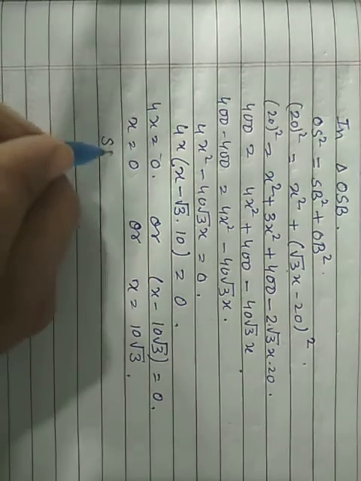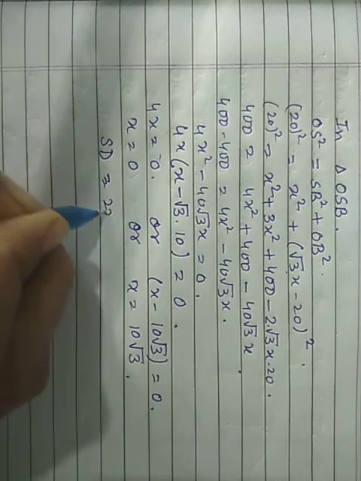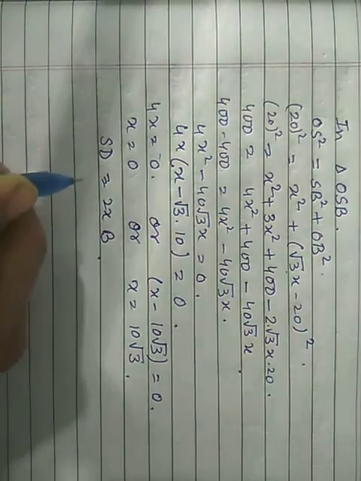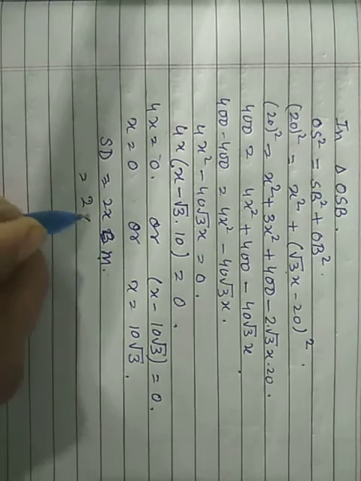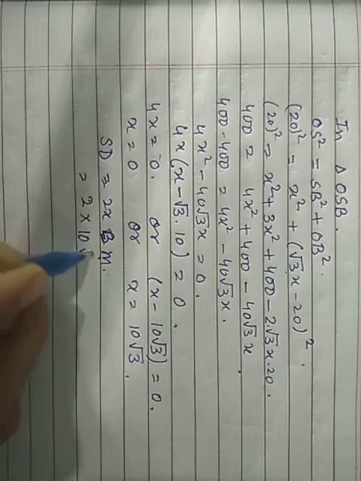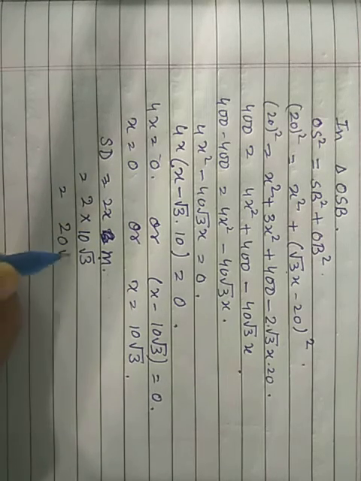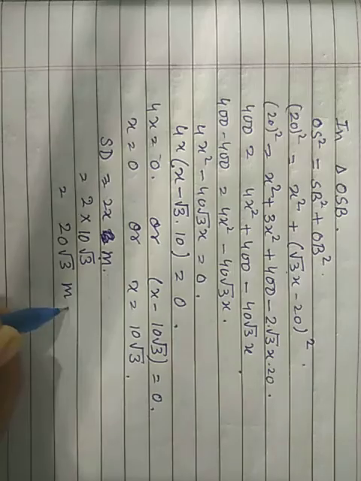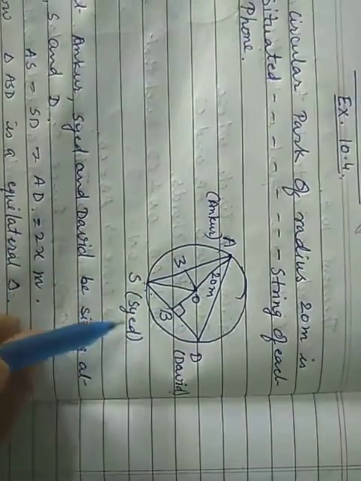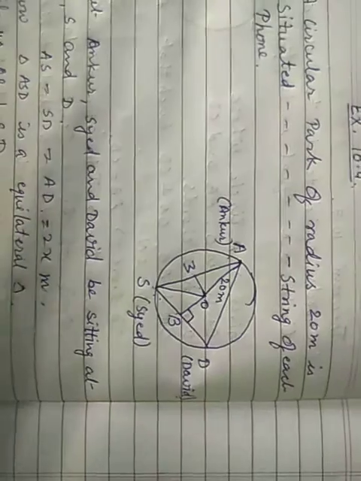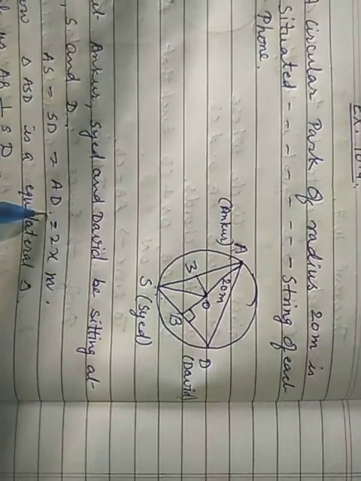So SD, we know that SD is equal to 2x meter. So 2 into x, and the value of x is 10 root 3, so it will be 20 root 3 meters. Here we have got SD is equal to 20 root 3 meter, and SD is equal to AD is equal to AS, that we have already taken.